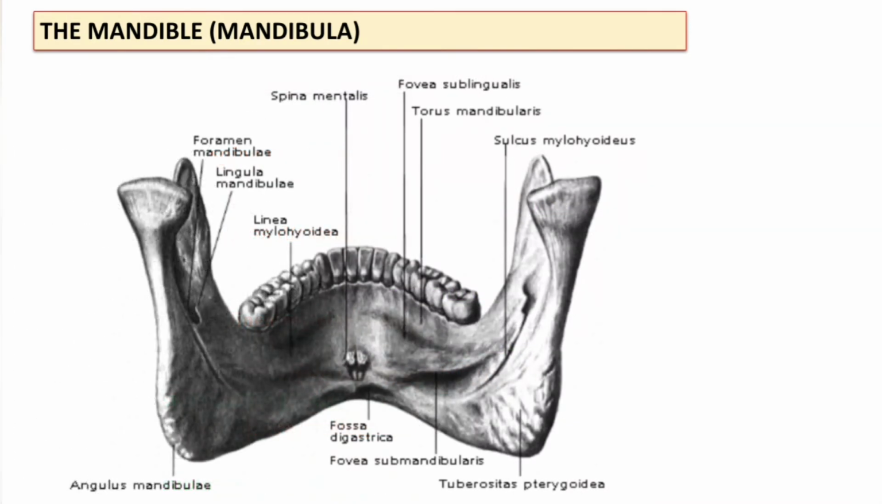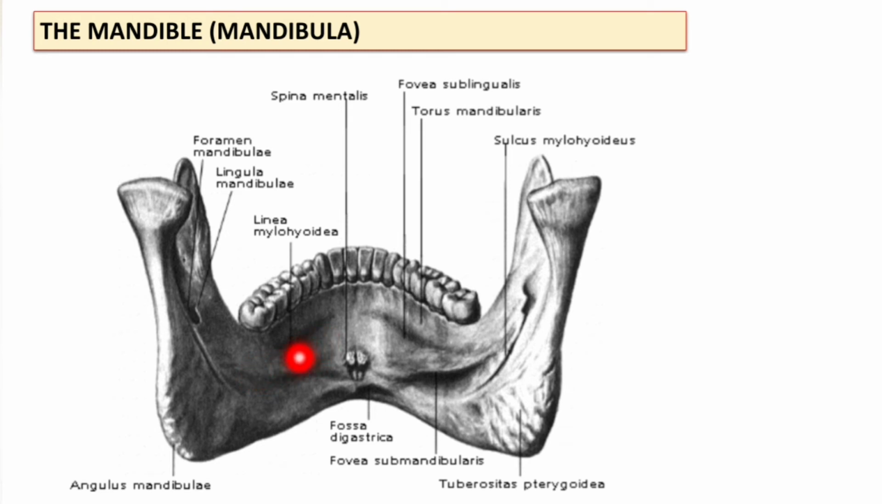So look here, mental spine, spina mentalis, here for the attachment of genioglossus. On either side, on both sides, I told you there is what? Fossa digastrica, the digastric fossa, for the digastric muscle on the sides. And then the next will be the mylohyoid line, linea mylohyoidea.